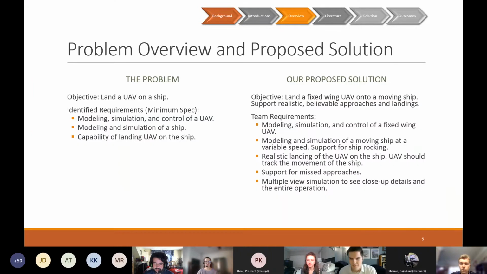So to go over what we identified as our problem overview and what we proposed as our original solution, we're really going to focus on this right column for our case. We wanted modeling, simulation, and control of a fixed wing UAV. We also wanted modeling and simulation of a moving ship at a variable speed. And then, this was the big focus, we wanted realistic landings of the UAV on the ship. We wanted the UAV to track the movement of the ship. We wanted support for missed approaches. And we also wanted our animation to dynamically update to zoom in on the details as the ship began to land.